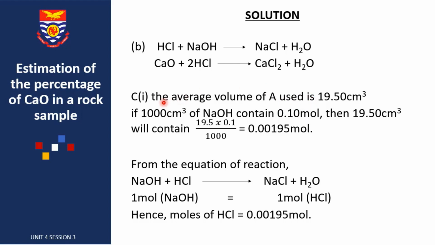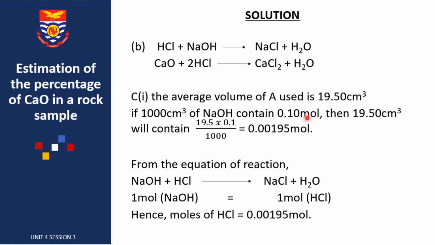So what it means is that 1000 cubic centimeters of the sodium hydroxide contains 0.1 moles of the sodium hydroxide. If that is the case, then the average volume that was used, this small volume that was taken out of the 1000, will contain how many moles. So we can say that if 1000 is equal to 0.1, then 19.5 is equal to x. We can cross multiply, make x the subject. We'll get the corresponding moles in the 19.5, and that is 0.00195.